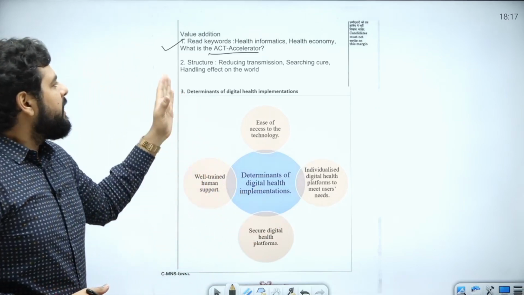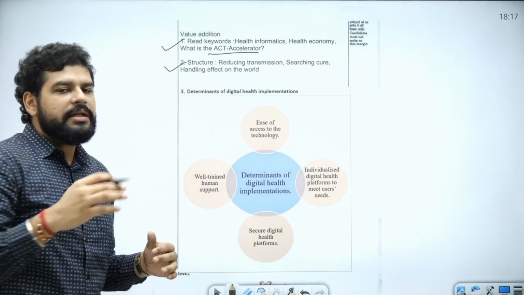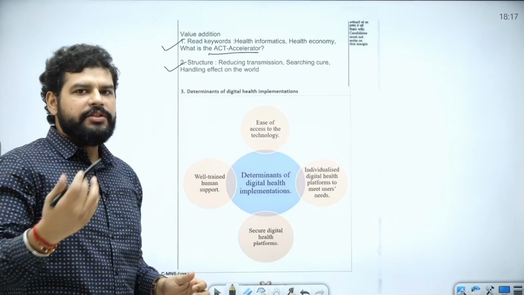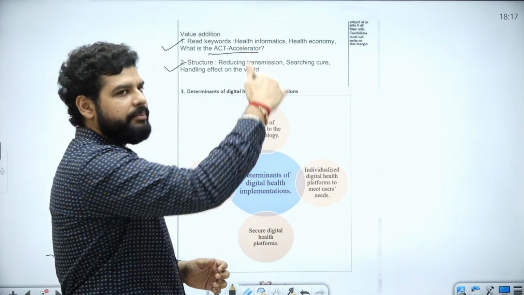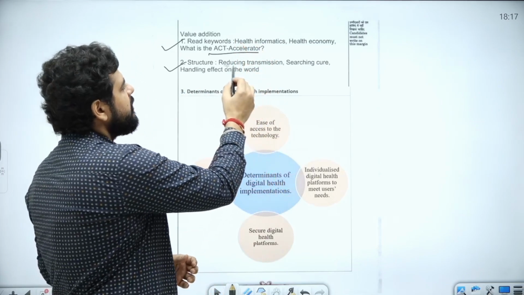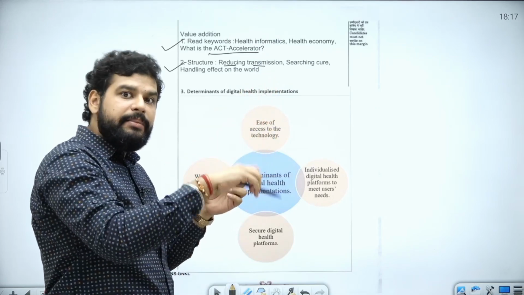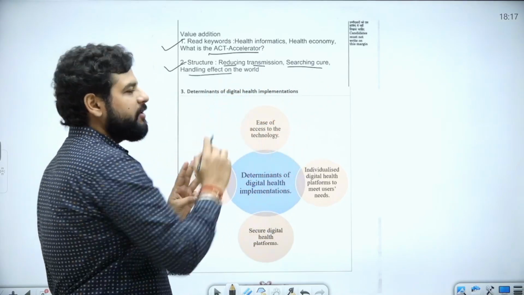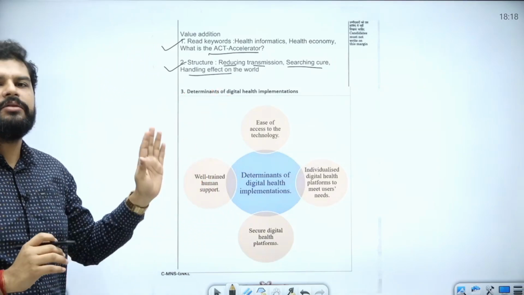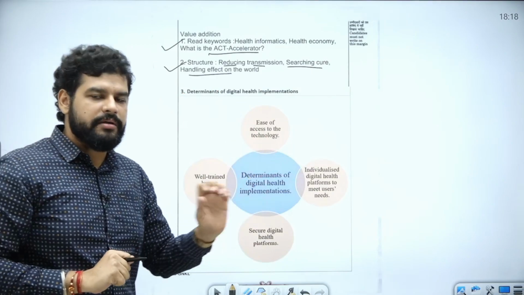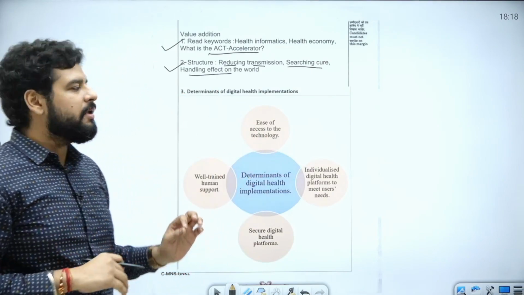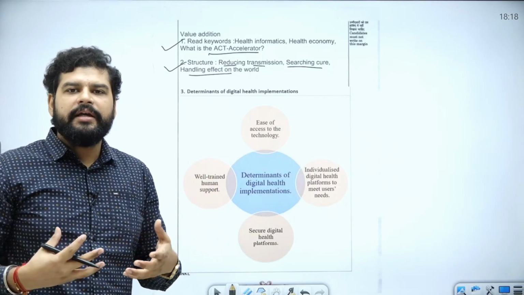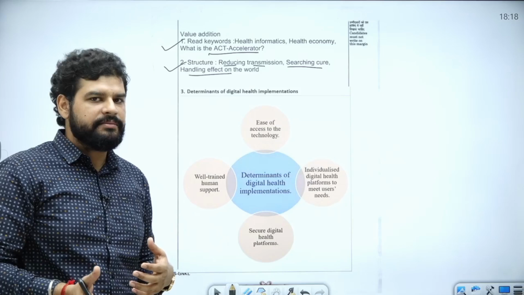Okay. Next is the structure. Now I've brought another structure for you. There was one structure which I followed. Next, what you can do is, if you want to differentiate yourself, you can divide the points that I gave in 3 types. Reducing the transmission, the technology which helped in reducing transmission. Second, in searching the cure. Third, handling the effect on the world. So in these three ways, you can also divide the answer as required, depending on your own creativity level. So my point is to give you another idea of how you can develop things, because here at Neenv we try to give you something different.